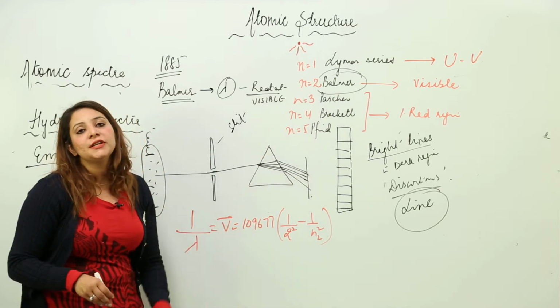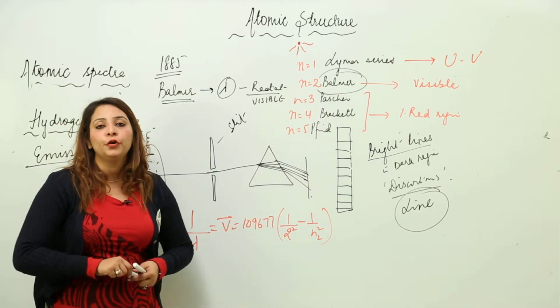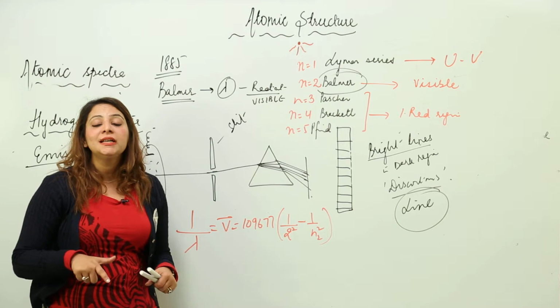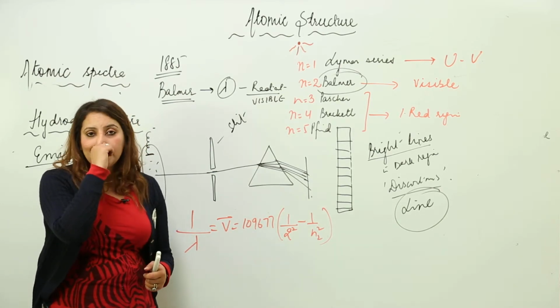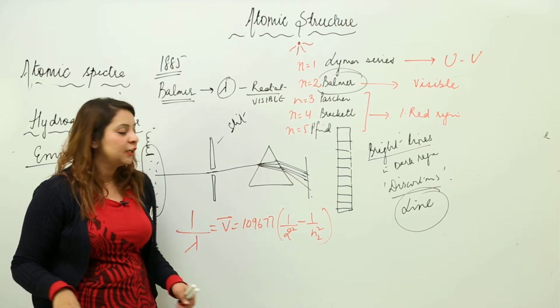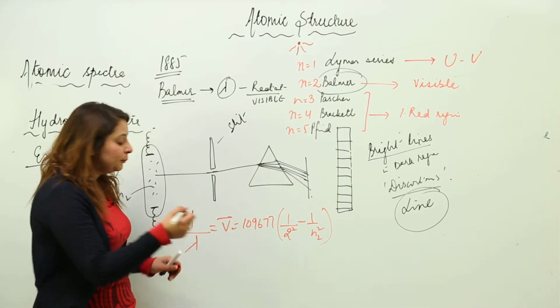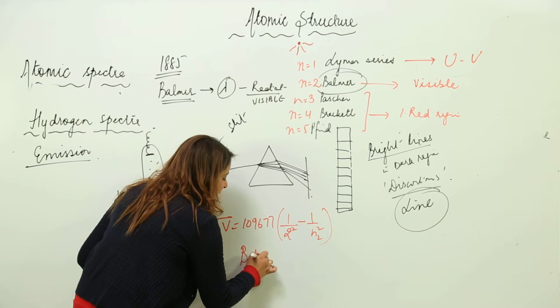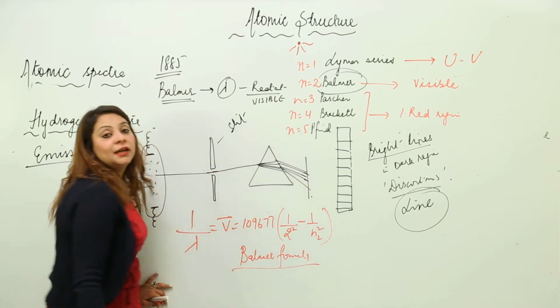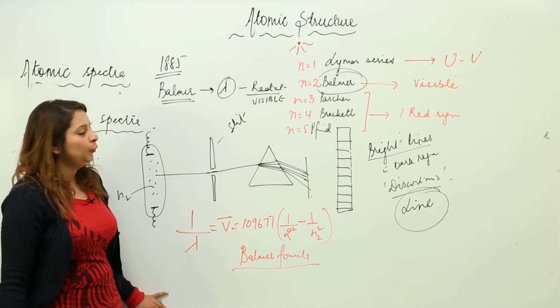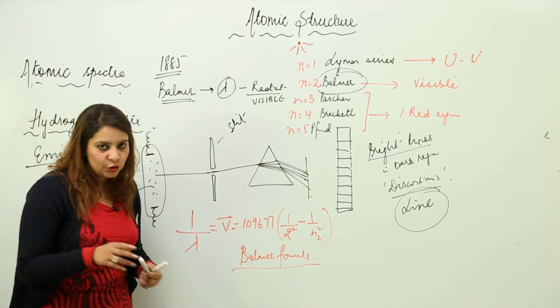So this formula was actually given in 1885 by Balmer in order to know about the wavelength of the light occurring in the visible region. So it was also called the Balmer formula, as it was given by Balmer, and particularly for the Balmer series it is called the Balmer formula. So this is all about the hydrogen spectra.